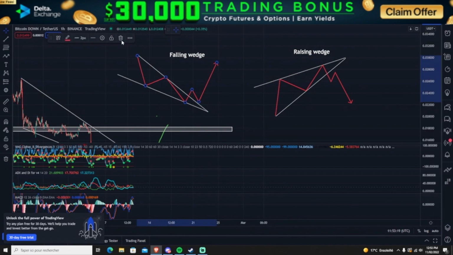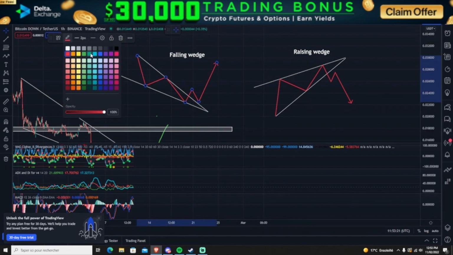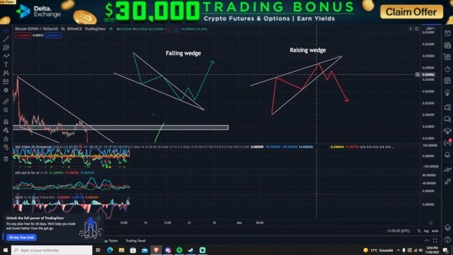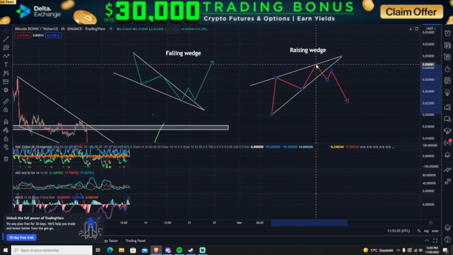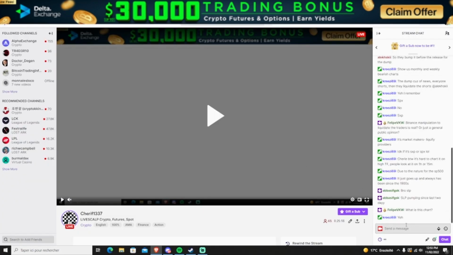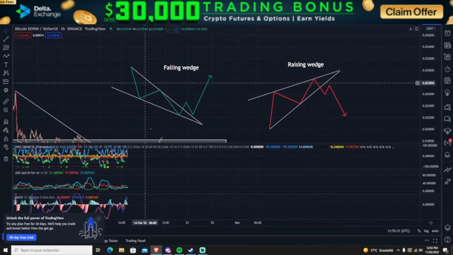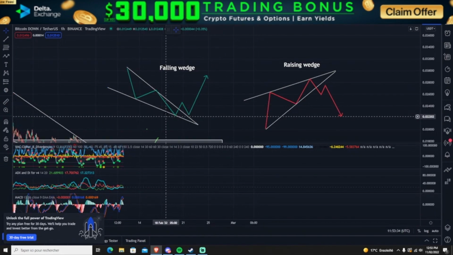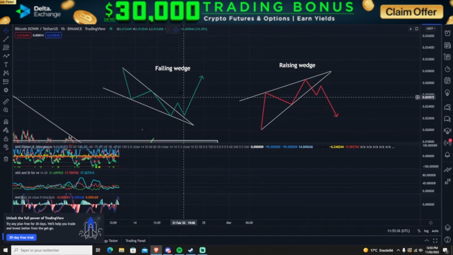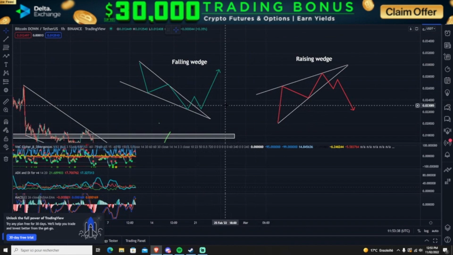So I'll use the color green on this one so you guys know, and falling wedge with red. A rising wedge is when a triangle is forming upwards. A falling wedge is forming downwards. The breakout and target go in the opposite direction of the triangle.